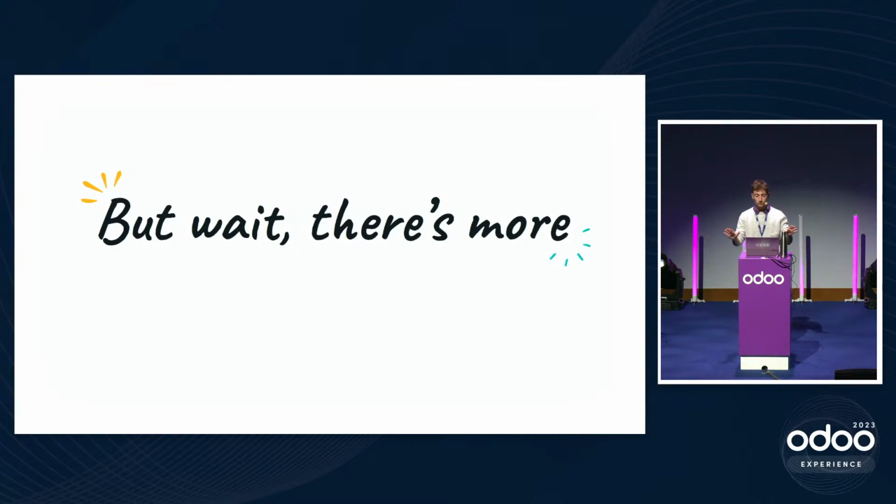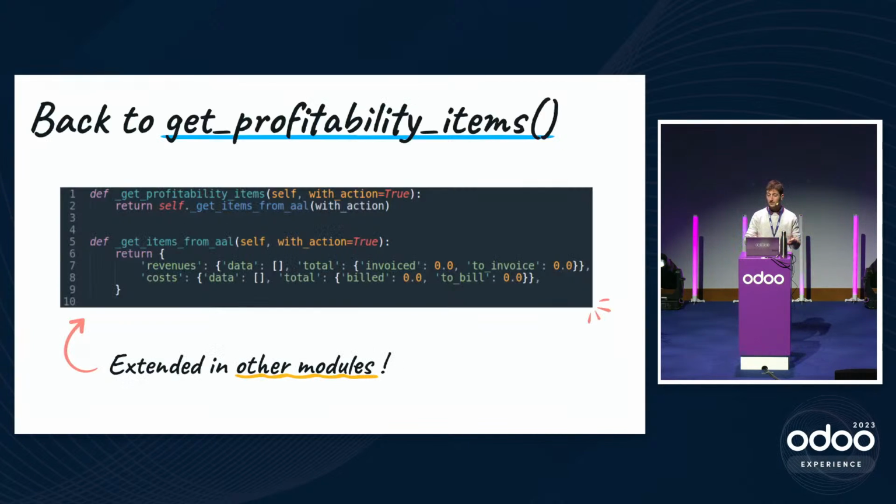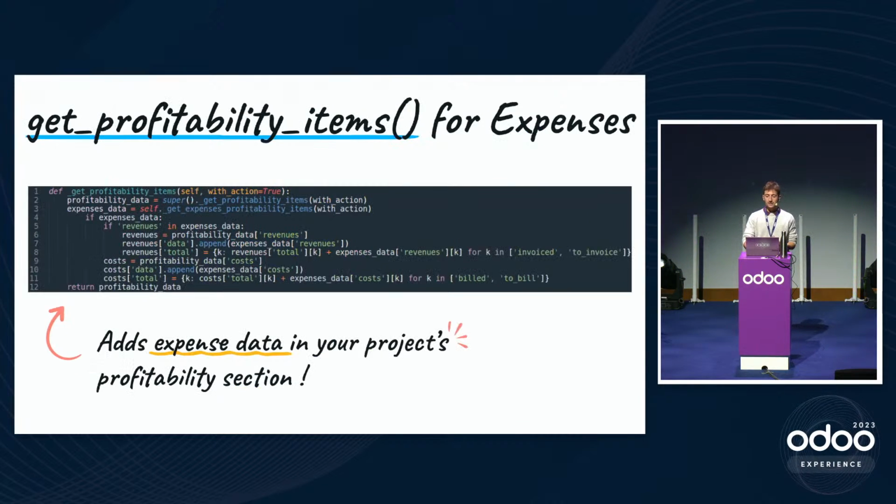Now, you'd think that we're done, but actually we're not. There's more to this. You'll probably remember the get profitability items method from before that was calling the get items from account analytic lines that we were investigating. This method can also be extended in other modules, and it is. For example, in the project HR expense module that we saw from before, it's extended and it adds expense data in your project's profitability section.